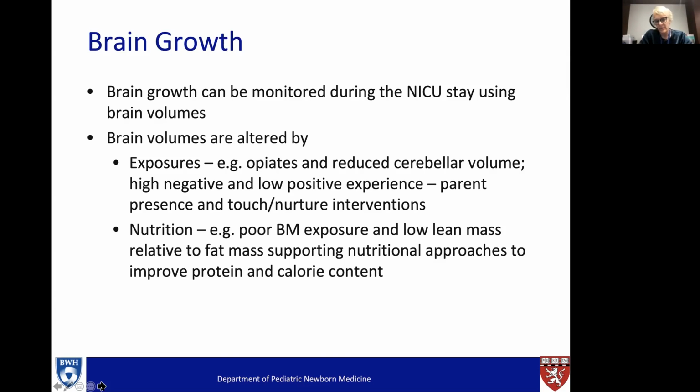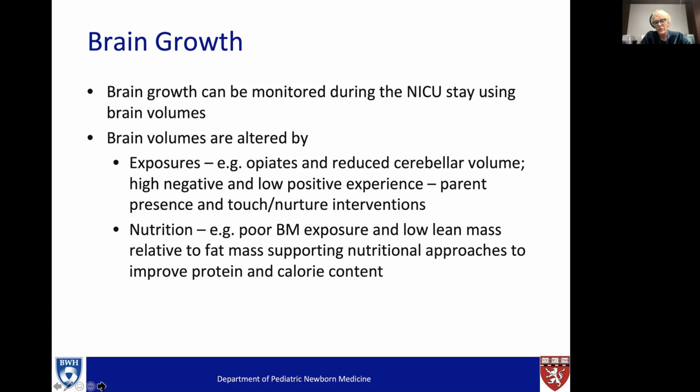Brain growth is important because you could monitor it during the NICU stay using these brain measures, these brain metrics or brain volumes. And we know now that brain volumes are altered by things we do. They're altered by exposures such as opiates, which reduce cerebellar volume. And we know that high negative and low positive experiences, such as parent presence and touch and nurture, also appear to be influencing brain growth and development.